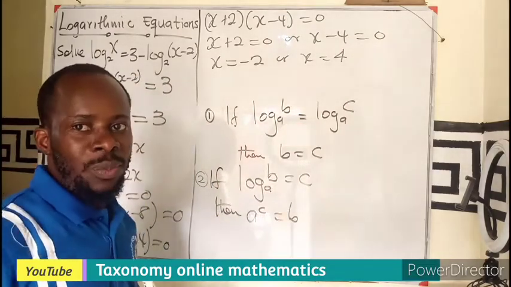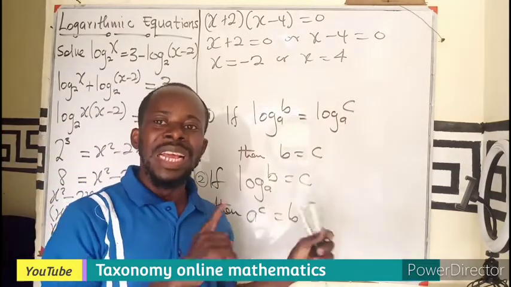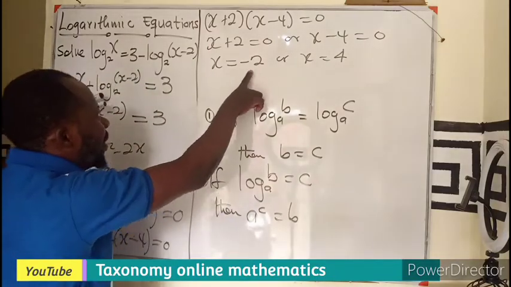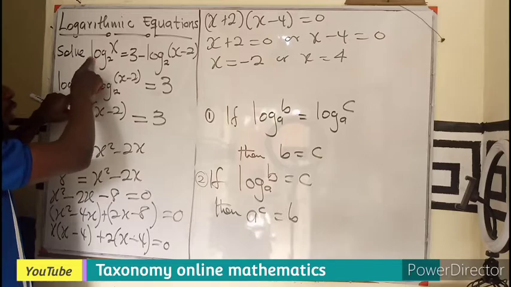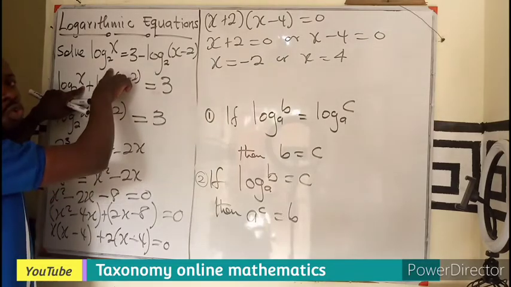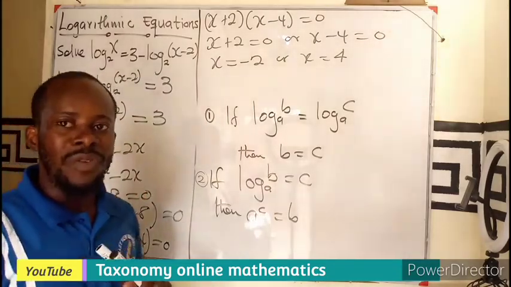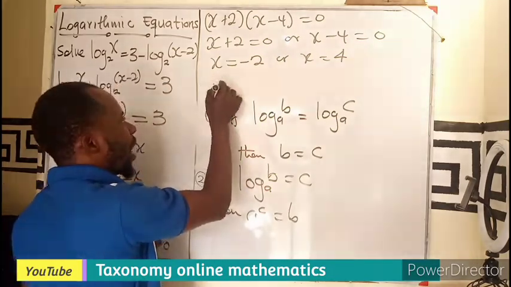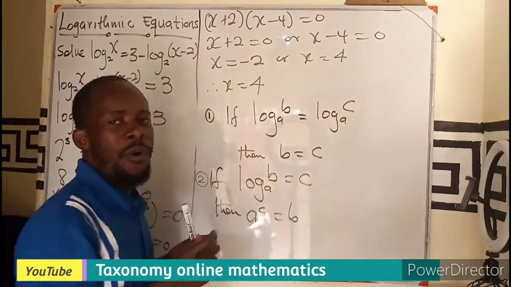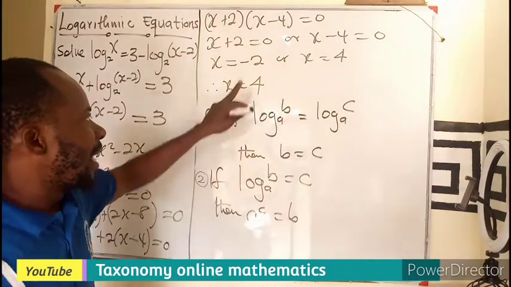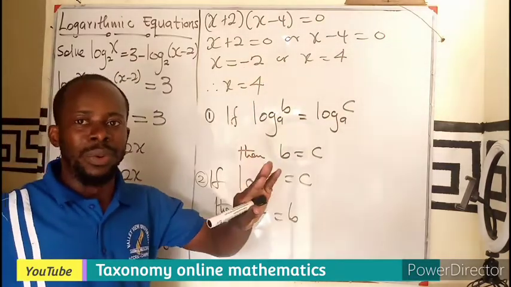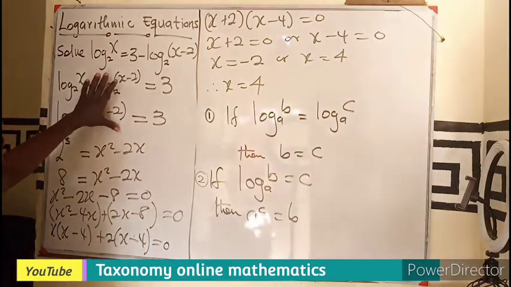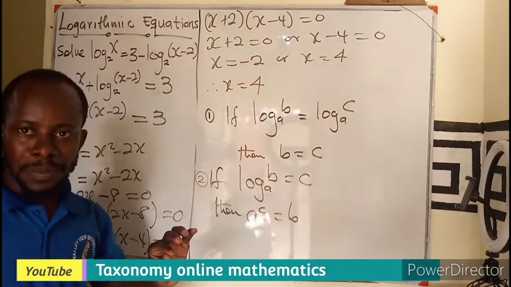Now under logarithm, we don't have logarithm of a negative number. So if we are saying our x is the first answer, it means log negative 2 base 2. And we don't have a logarithm of a negative number. So we reject this answer. So therefore, our x is just going to be what? 4. We have to reject any answer that gives us a negative value. So this will be the answer we are going to get if we are to solve this equation.